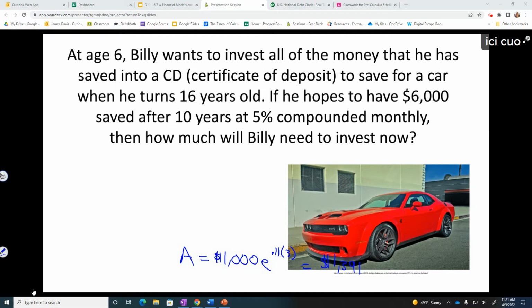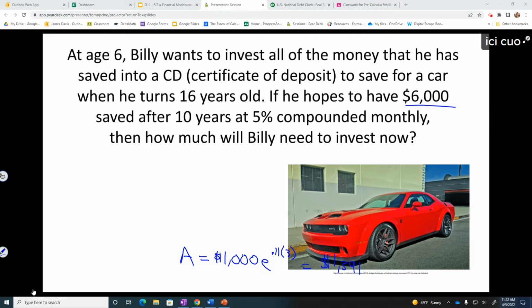So you put your money in there, you're guaranteed a return, and then you can get it out in 10 years. You can't get it before then. So he's going to get a certificate of deposit, or a CD, for 10 years, and he wants to have $6,000 saved. He thinks he's going to be able to get a good enough car for $6,000. So he wants to have that saved, and he's going to figure out what he needs to invest now to have $6,000 when he's 16 years old.